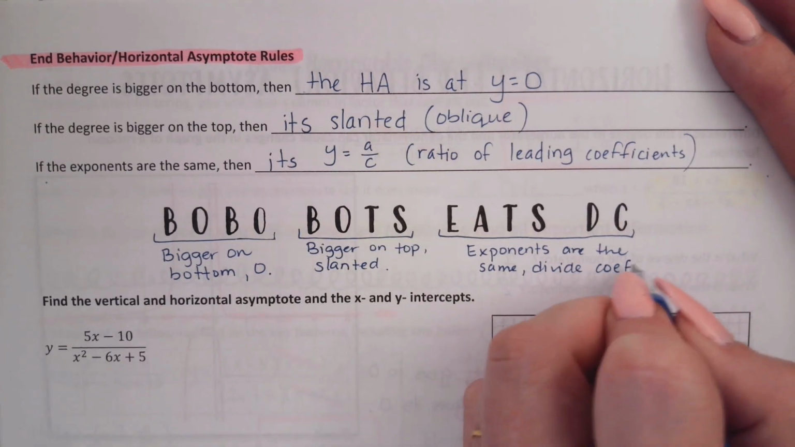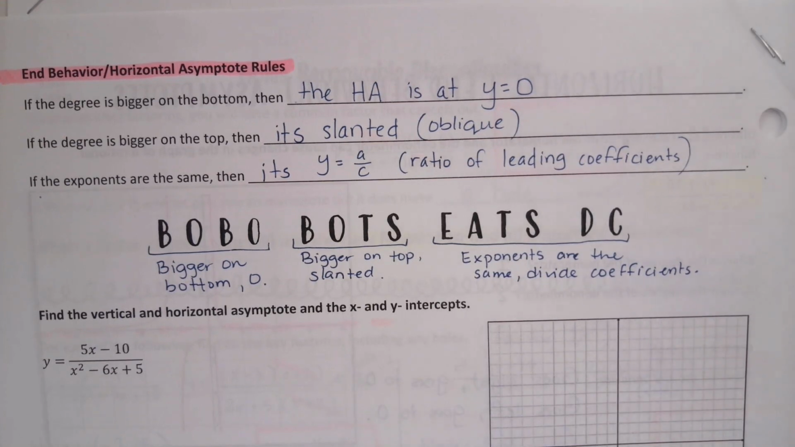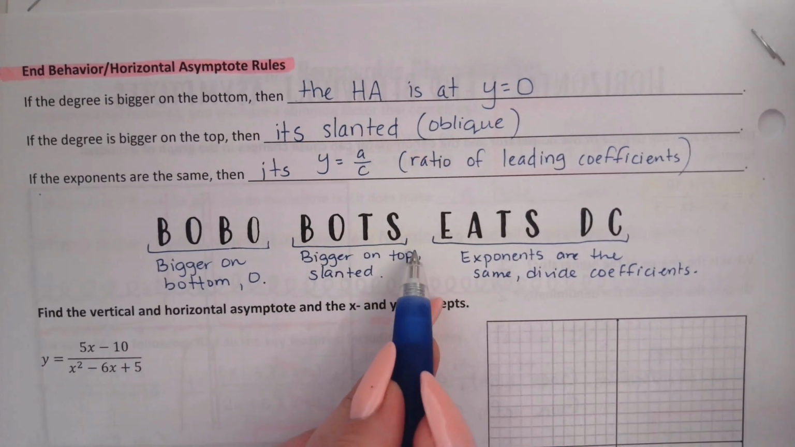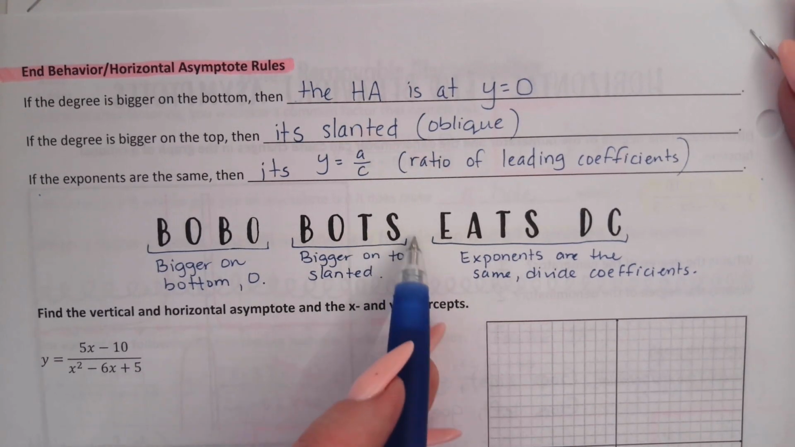Divide coefficients, yeah. I think the calculus teacher says "bots" instead of saying "bots" for slanted. She says "bots" because there is technically not a horizontal asymptote. There's a slanted asymptote. But I like the S. It helps remember that it's slanted.